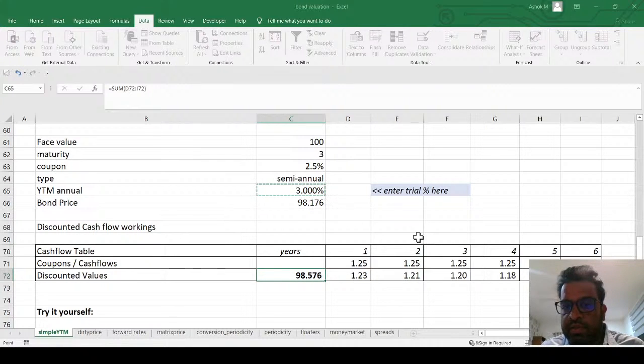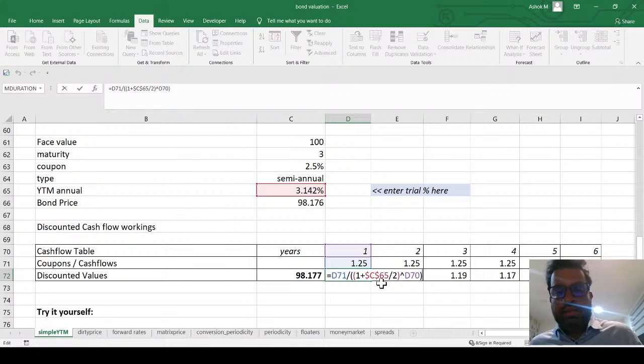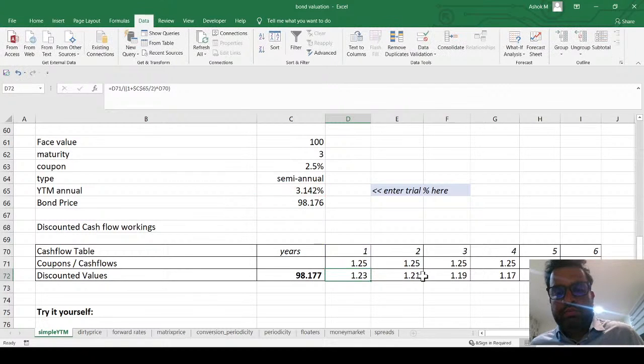So 3%, 3.142. Okay, so that's one method. You take the annual YTM and you divide by 2. Sometimes if you are an expert, you can take the semi-annual rate here and you don't need to divide by 2 here, but then the final answer should be multiplied by 2.